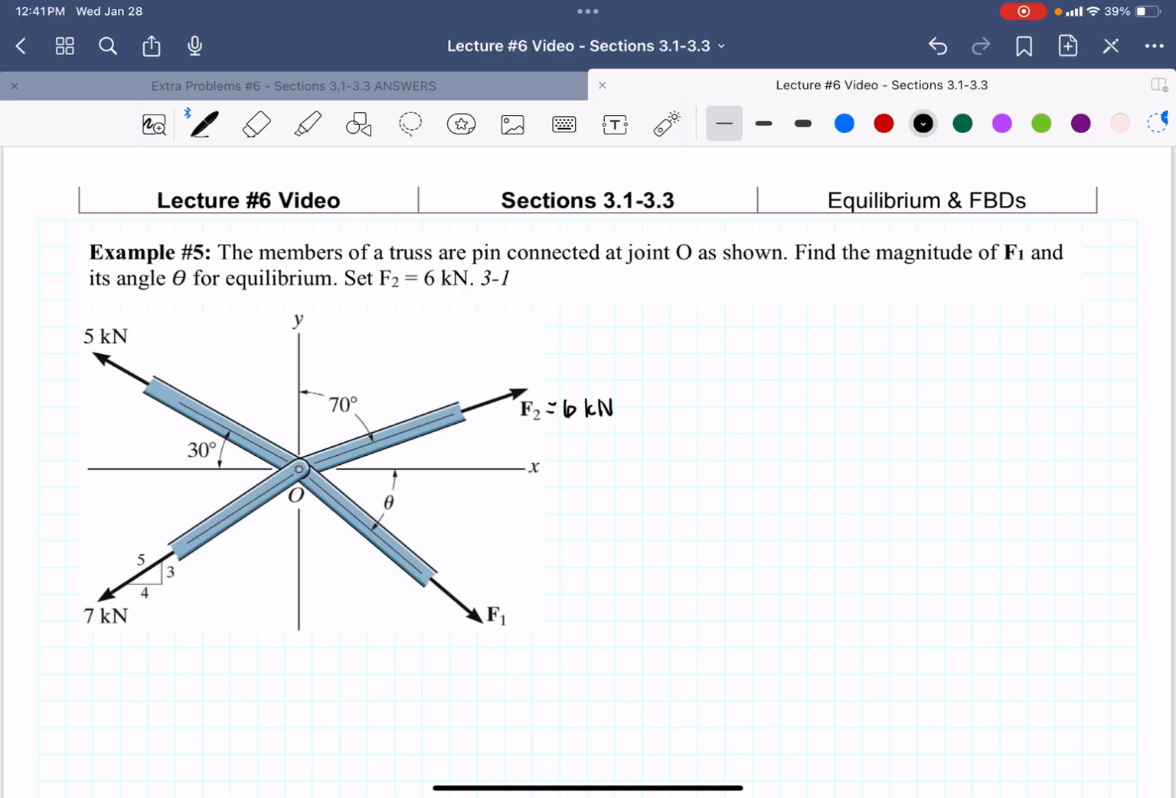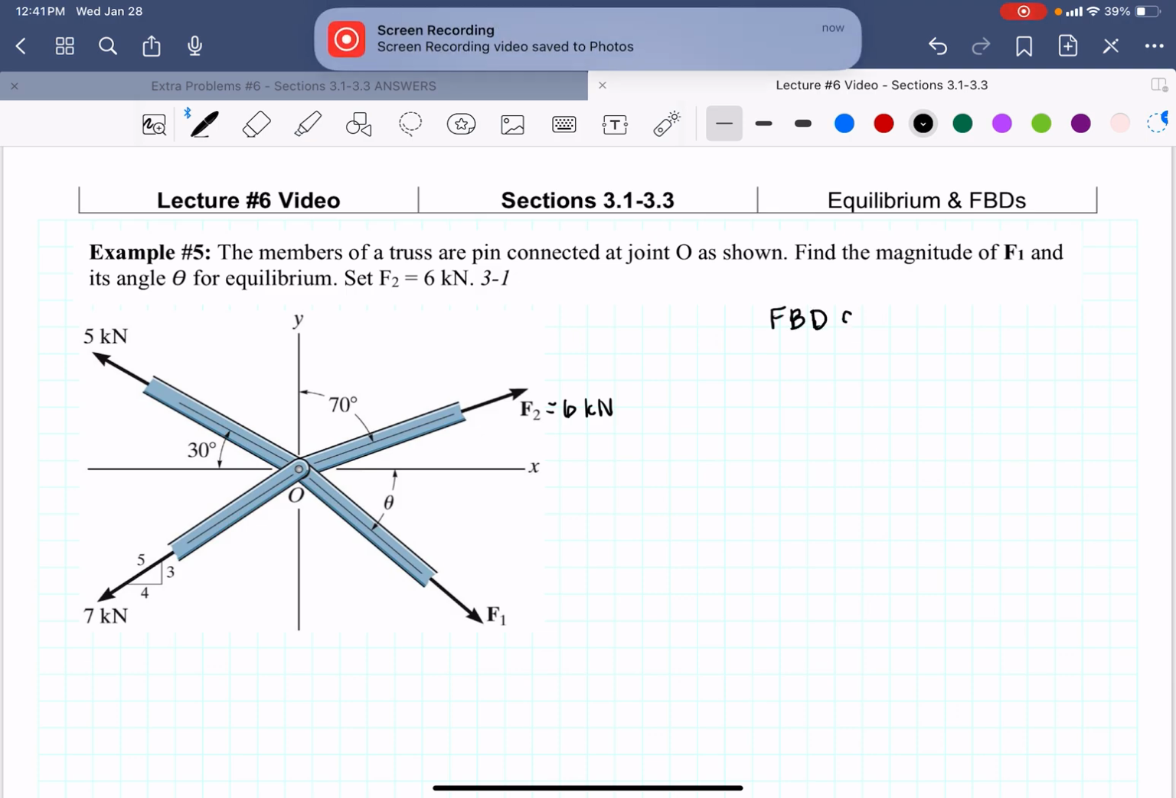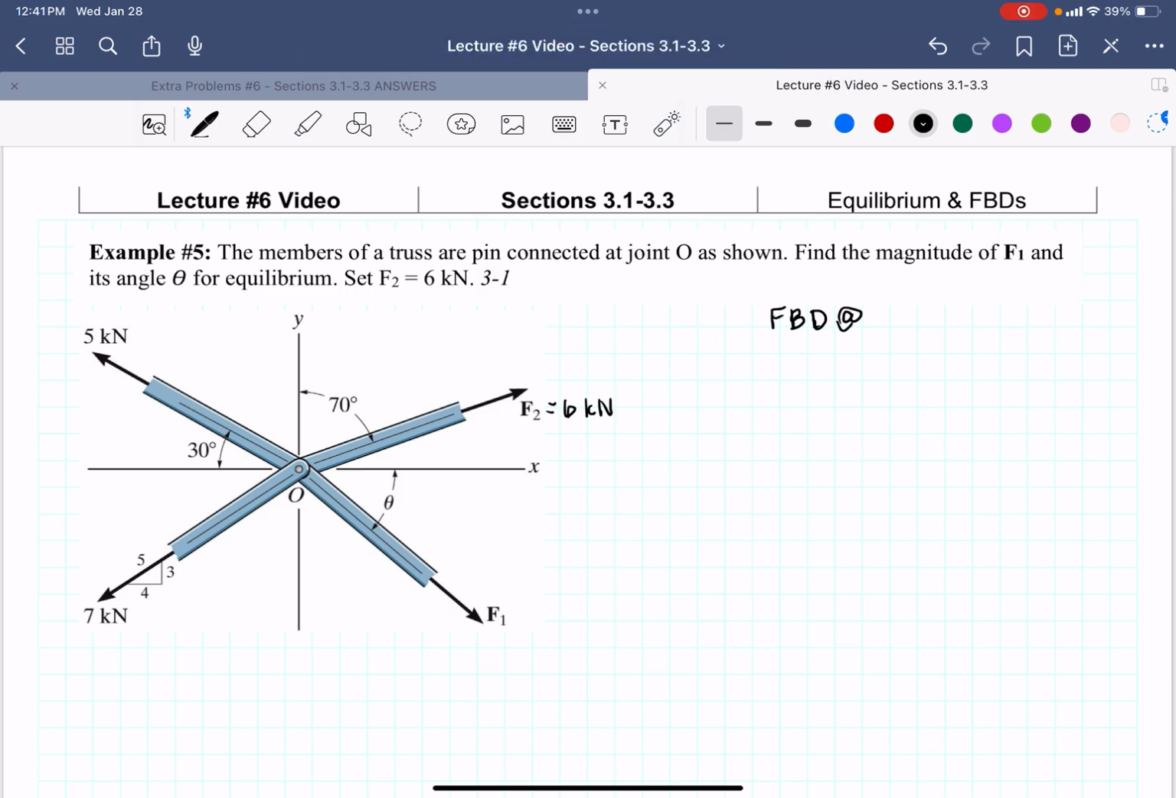So the first thing we're going to do is draw a free body diagram. So I'm going to draw a free body diagram at O. So I'm going to have my Y. I've got lots of forces acting on this one, so I'm going to make it a little bit big. I've got my X. And so now I'm going to draw my forces.